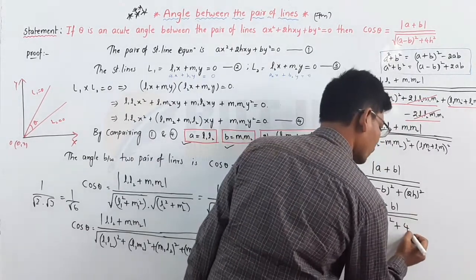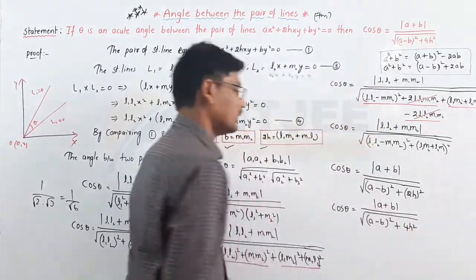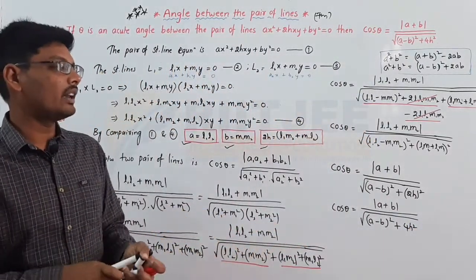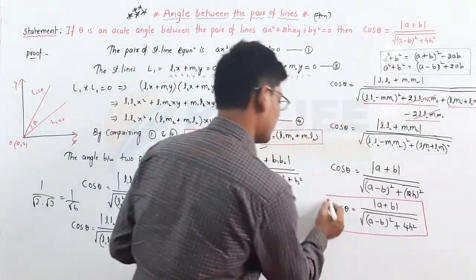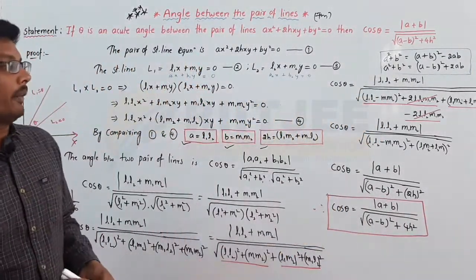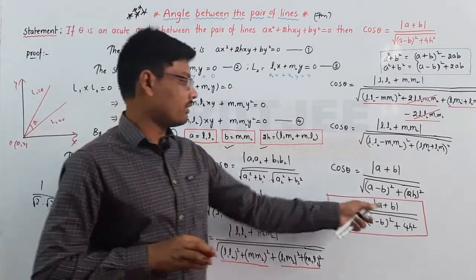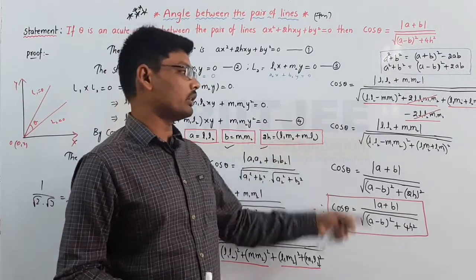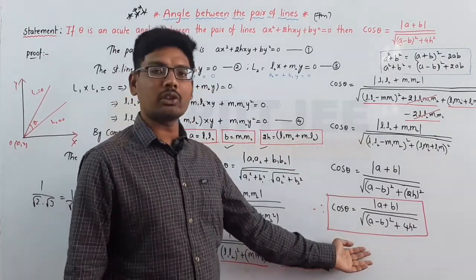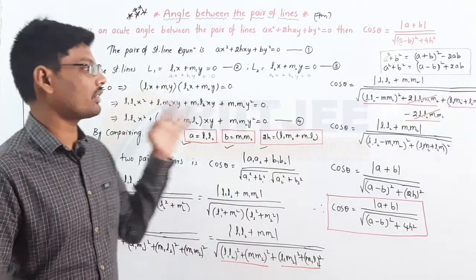2 square is nothing but 4, H square is nothing but H square. This is the final expression for the angle between two pair of straight lines here. So where A, B values are L1 L2, M1 M2, and H is nothing but L1 M2, M1 L2 here. This is the final expression to find the angle between the pair of straight lines here.